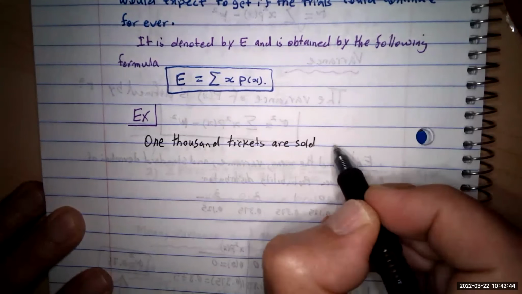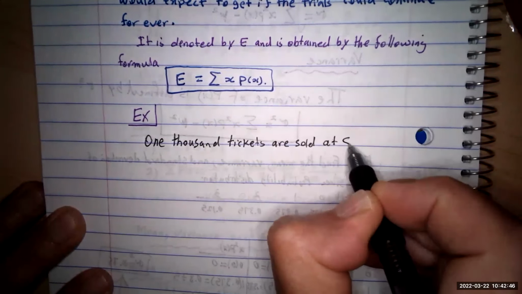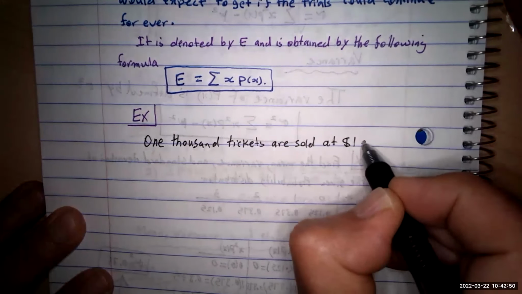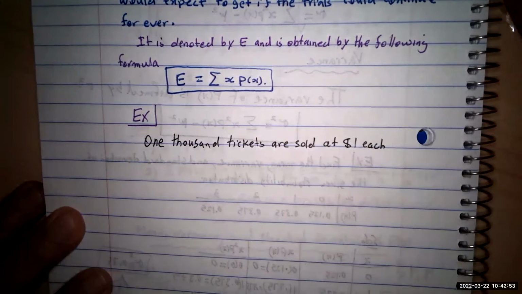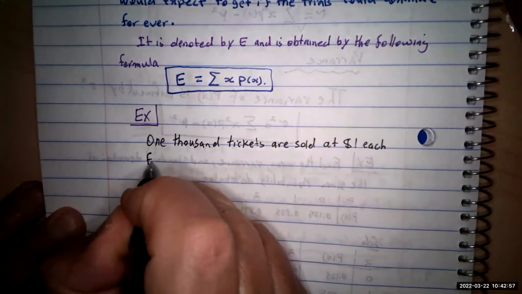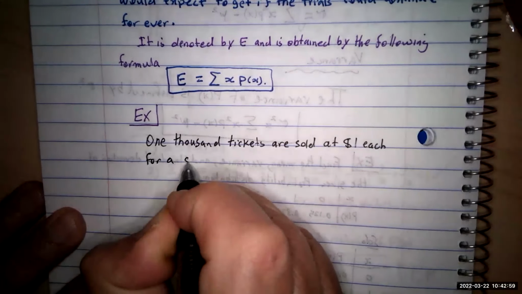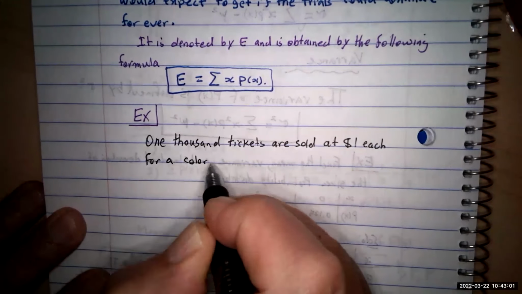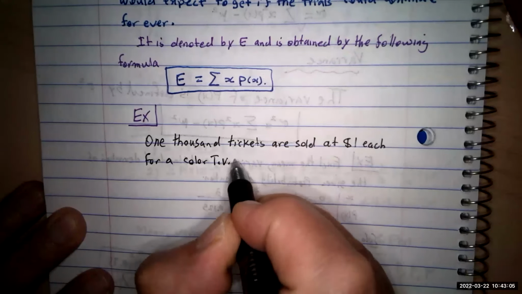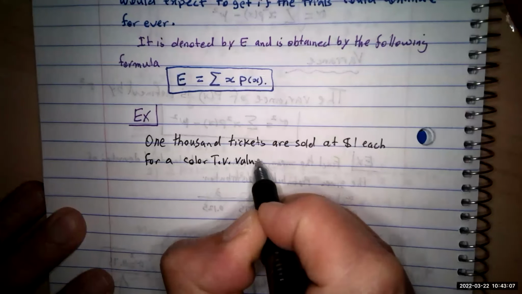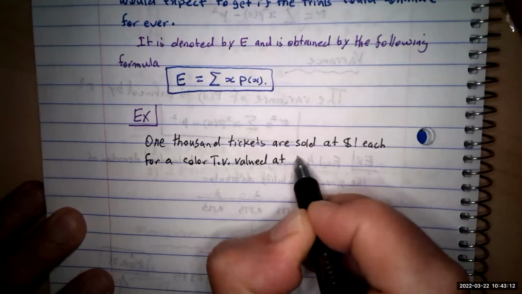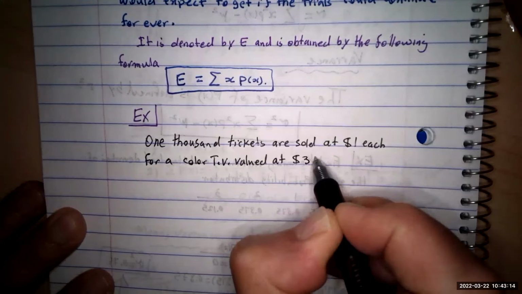1,000 sold at what? At $1 each. Okay, $1 each. You buy a $1 ticket for a prize of a color TV. Okay, color television valued at $350.